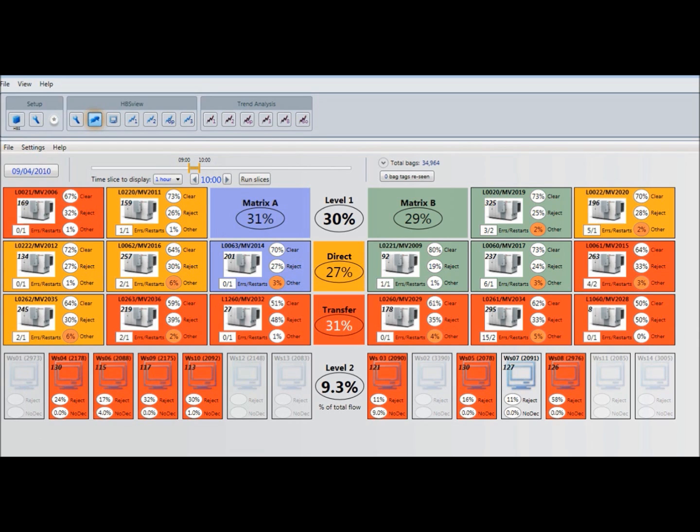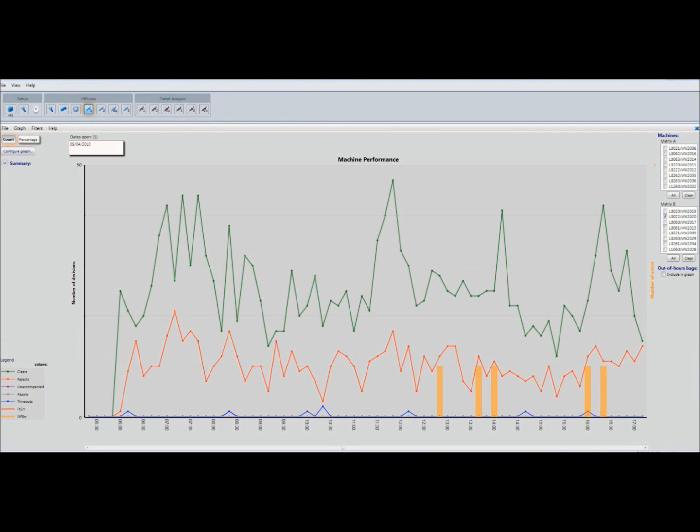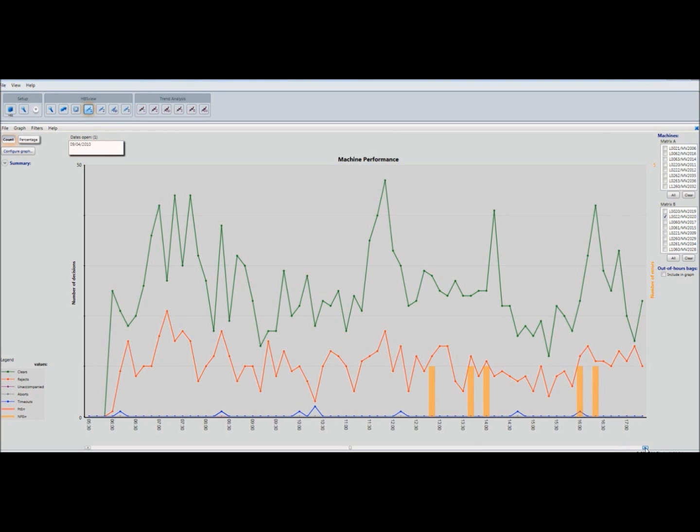On the main analysis screen, we are able to double-click on any machine or workstation in order to analyze the performance of that particular machine or workstation. Double-clicking on a machine takes you to a graph which identifies the total overall accepts and rejects for that machine, as well as flagging any fatal and non-fatal errors on that particular machine that day.